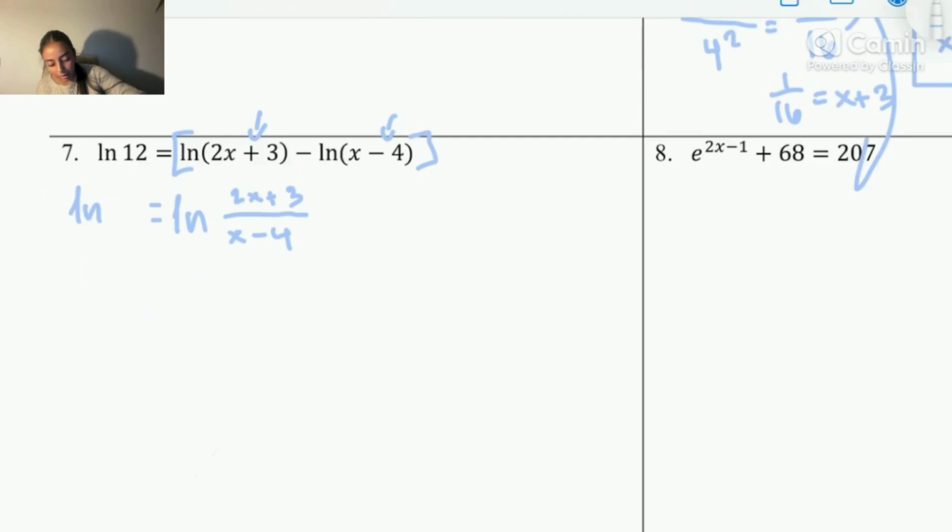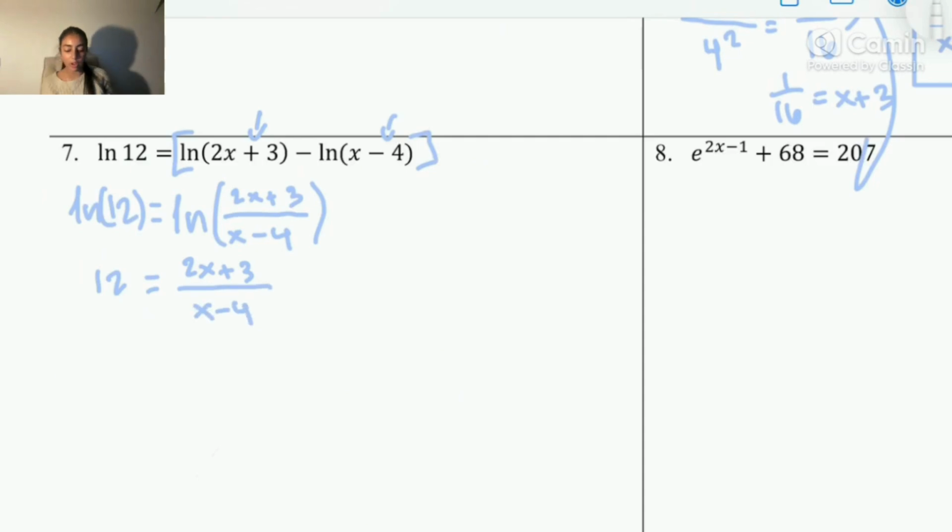So now we can put that natural log of 12 back in. And remember, if we see two logs and they both have the same bases, you can honestly just ignore them whenever they're on the opposite sides of the equation. So you can just take whatever's in the parentheses, which here it's 12, and then 2x plus 3 over x minus 4. So we're going to take that out so that we can solve for x.